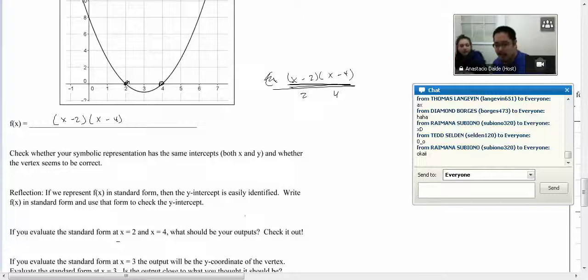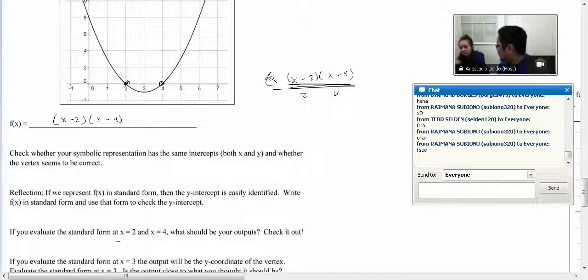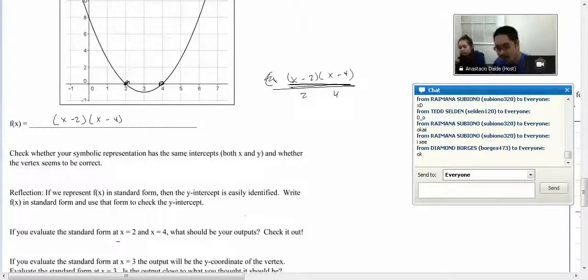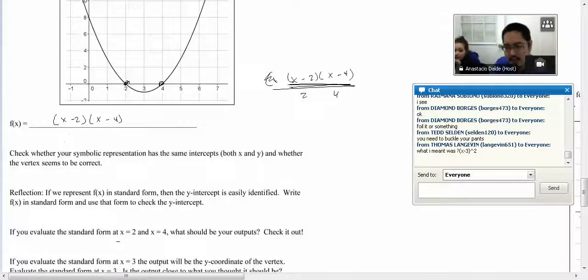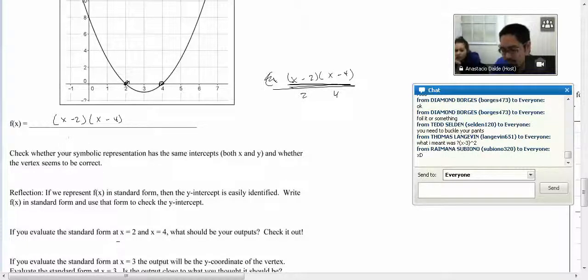I don't think that this is in standard form. You need to put this in standard form. This right here is in, I don't know, factored form. That's what they call it. But to put it in standard form is pretty simple. All you do is this. You get rid of the parentheses. How do you get rid of the parentheses? No. You FOIL.